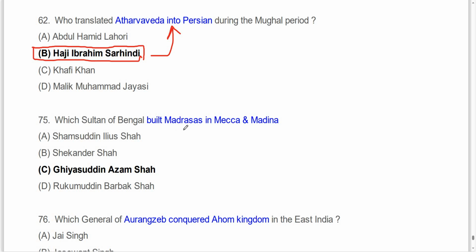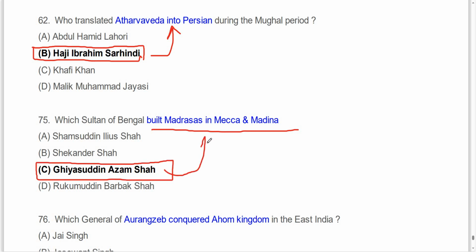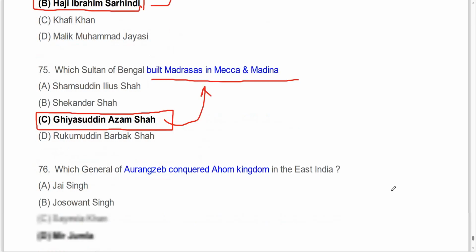Which Sultan of Bengal built madrasas in Mecca and Medina? Ghiyasuddin Azam Shah is the one who built madrasas in Mecca and Medina. Moving on to the next question.